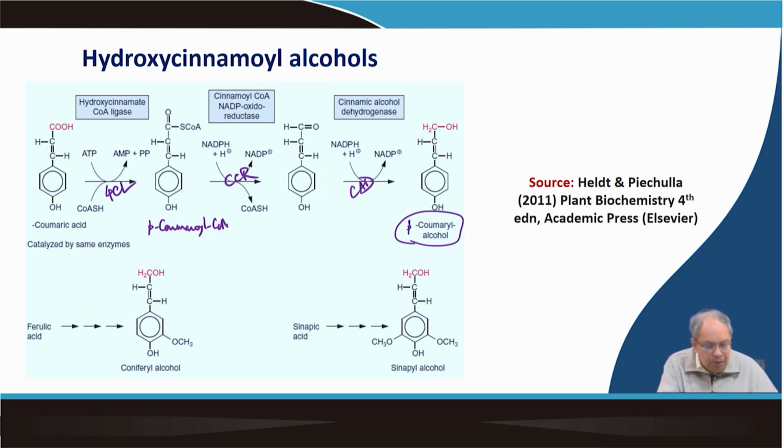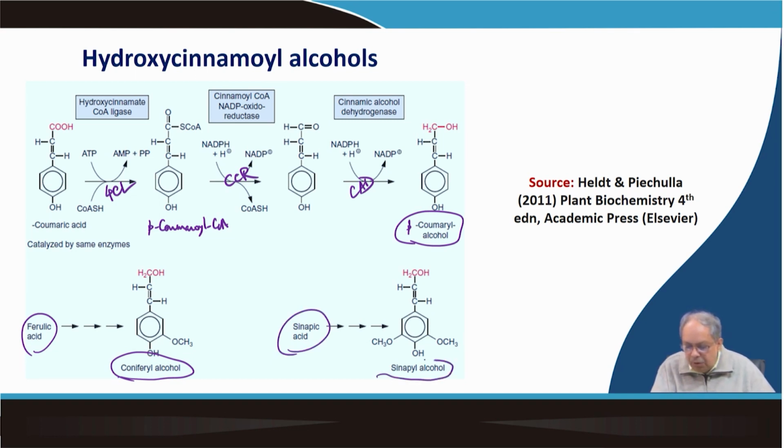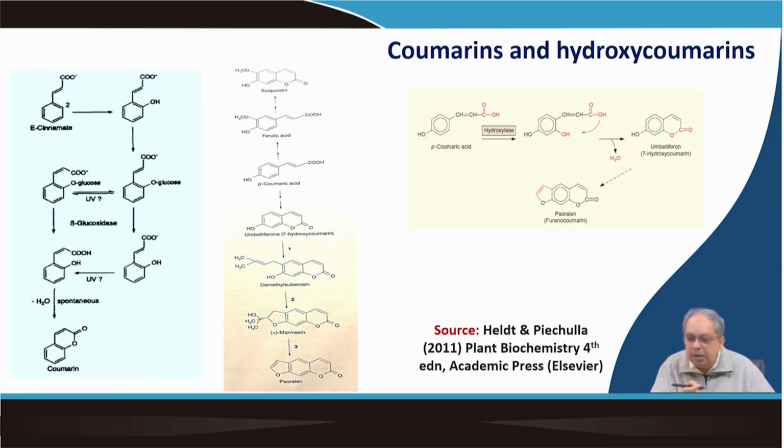Similarly, from ferulic acid another monolignol structure originates, which is coniferyl alcohol. From sinapic acid another monolignol structure originates, which is called sinapyl alcohol. So, detail of this I will talk about in the subsequent class. Now, coumarins. Coumarins are also important molecules. They basically act as defense compounds, and they are formed from coumaric acid as the basic structure.